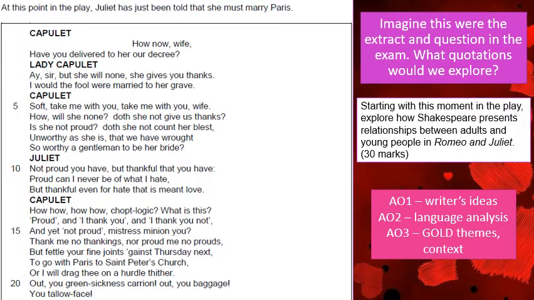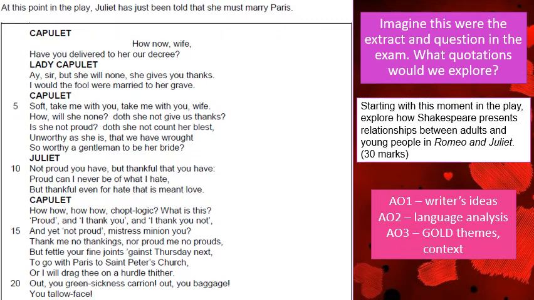Okay, so this is what the question will look like. You'll remember that this looks very, very similar to the one that you did for your assessment. This was actually from the exam paper in 2018. So if this were the extract and the question in the exam, what quotations would we explore? It says, starting with this moment in the play, explore how Shakespeare presents relationships between adults and young people in Romeo and Juliet.